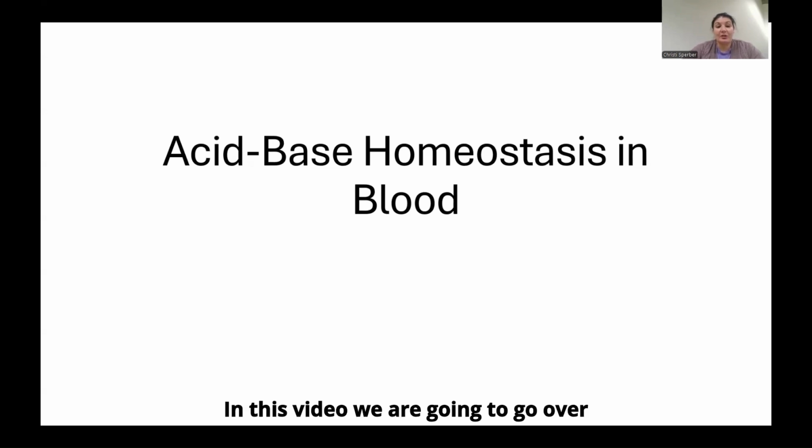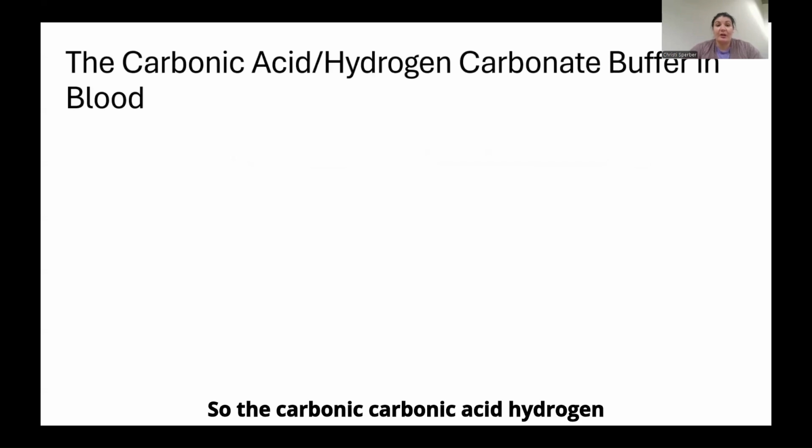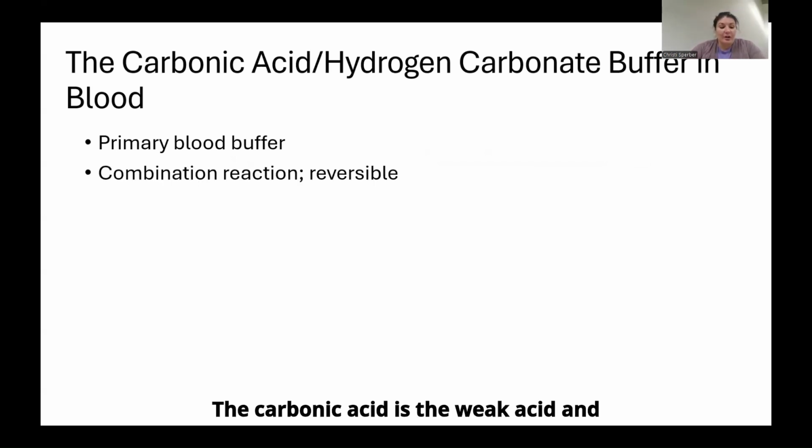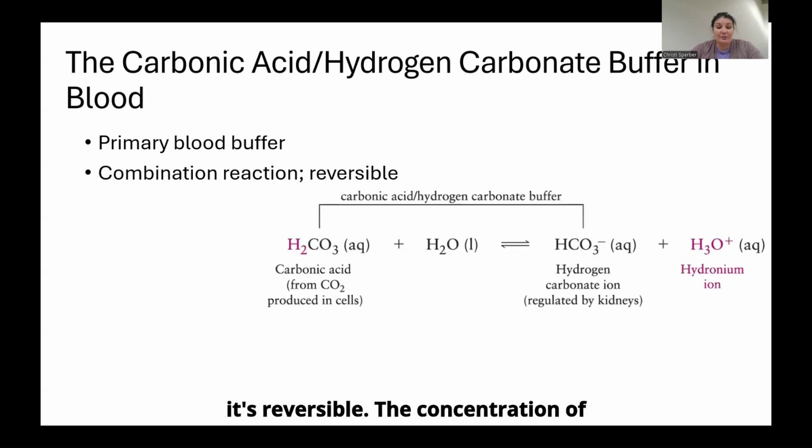In this video, we are going to go over acid-base homeostasis in blood. The carbonic acid hydrogen carbonate buffer in blood is the primary blood buffer. The carbonic acid is the weak acid and the bicarbonate ion is its conjugate base. It is a combination reaction and it's reversible.